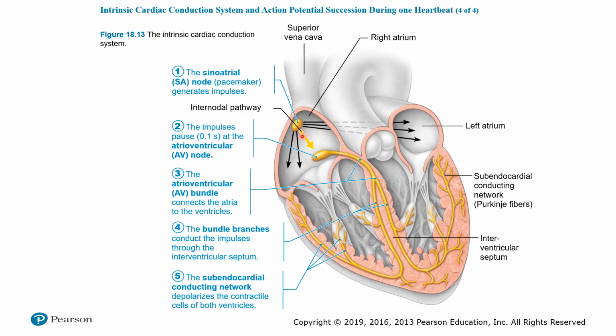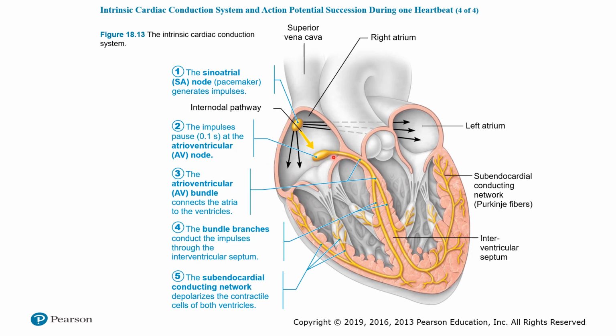So from the internodal pathway, they go to the AV node. This is the AV node. It is located here, a bit close to the interatrial septum. And at this AV node, the electrical impulses pause for 0.1 second. What is the reason for that pause?